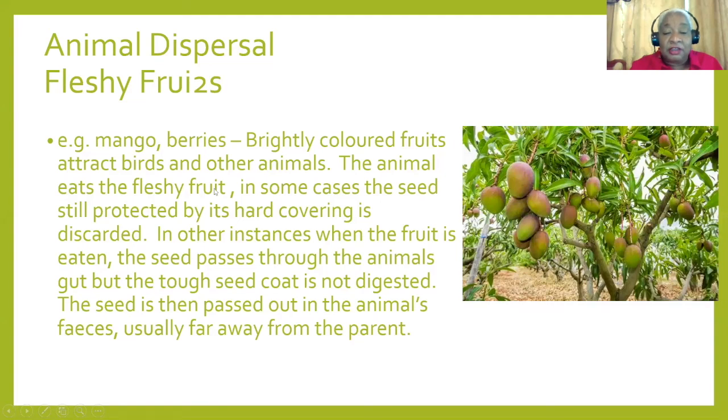So the animal will eat the fleshy fruit. In some cases, the seed will still be protected by its hard covering, and they'll discard it. In other instances, when the fruit is eaten, the seed passes through the animal's gut, but the tough seed coat will not be digested, and the seed is passed out in the animal's feces. And usually that happens far away from the parents.